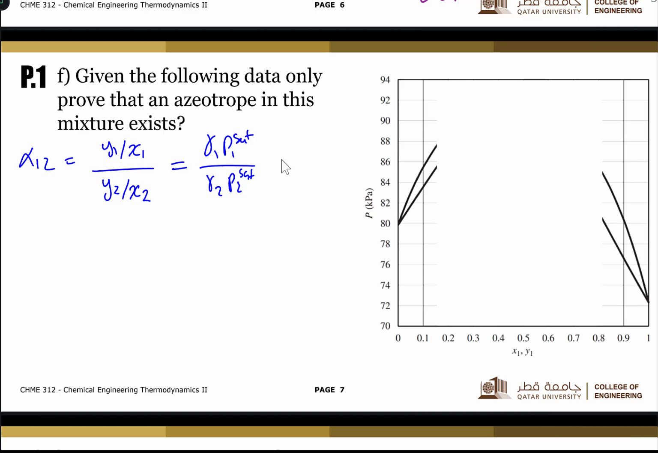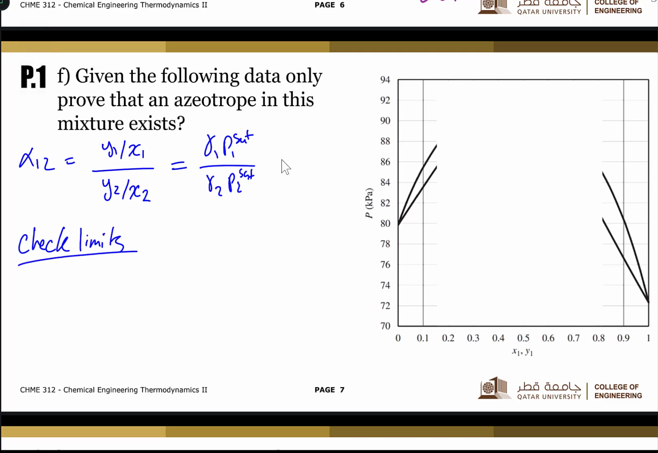In the last lecture, we looked at when the composition of one component is close to 0 and when it's close to 1. What's the relative volatility? And then we said that if it crosses the line 1, so if one of them is like 0.5 and the other is 3, then somewhere in between we have a 1. That means somewhere in between we have an azeotrope. So that's basically what we do here. We check limits.